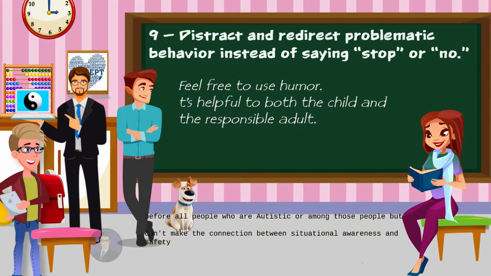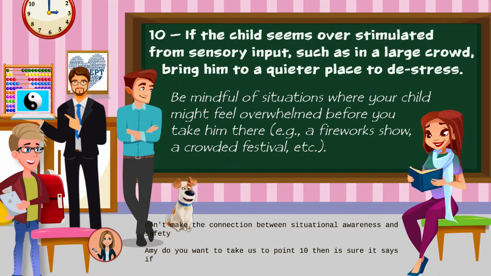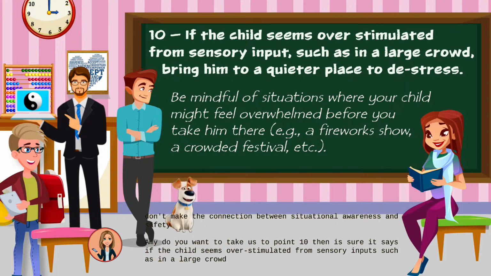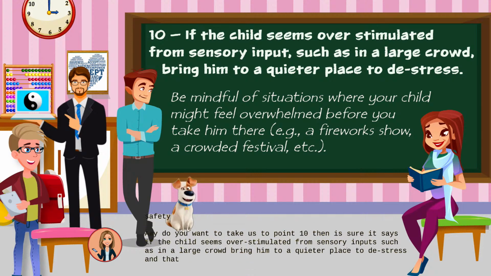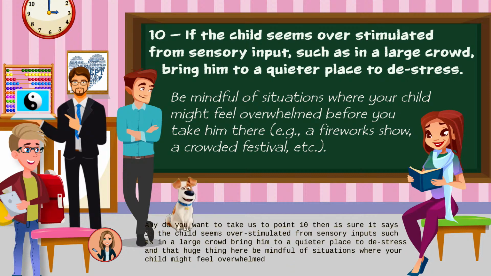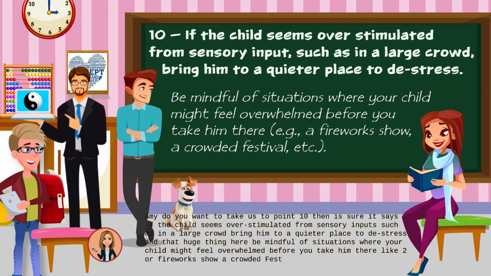Yeah. Aimee, do you want to take us to point 10 then? Sure. It says, if the child seems overstimulated from sensory input, such as in a large crowd, bring him to a quieter place to de-stress. And that huge thing here. Be mindful of situations where your child might feel overwhelmed before you take him there, like to a fireworks show, a crowded festival, or anything like that.